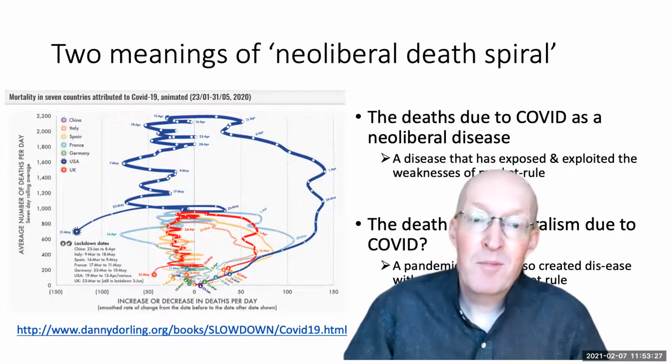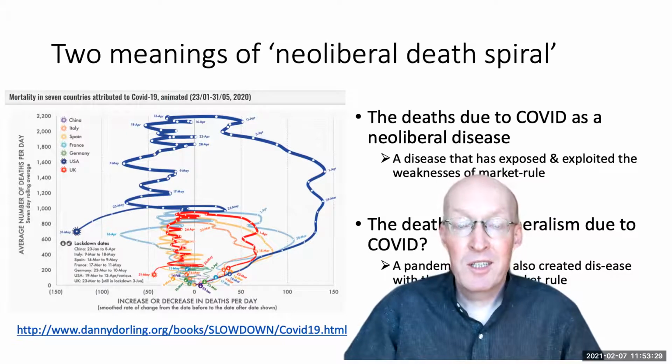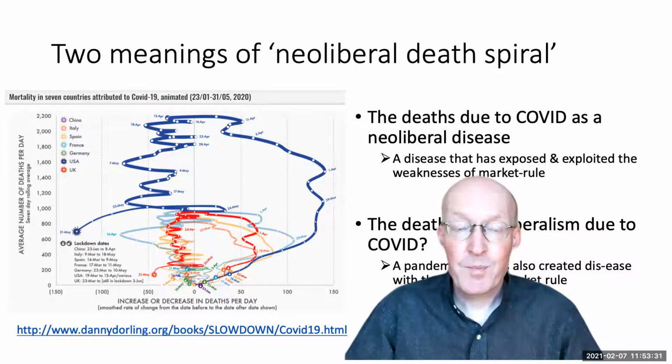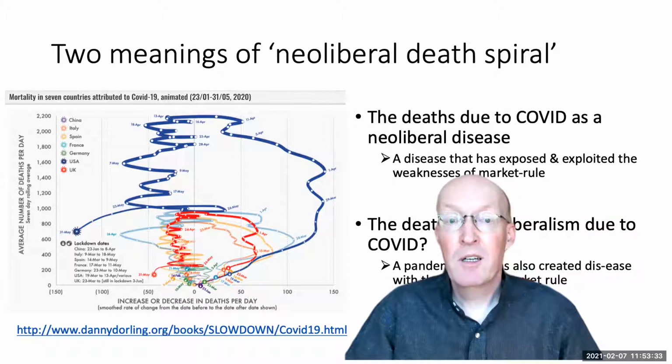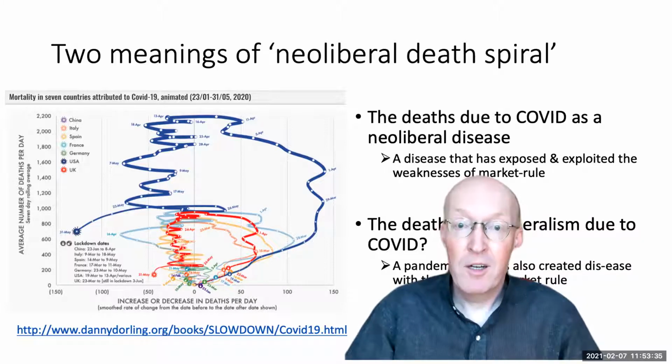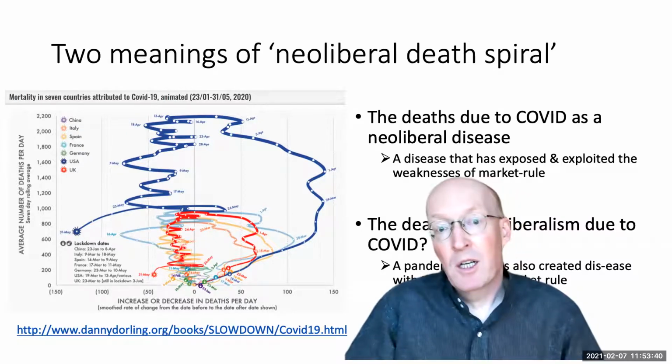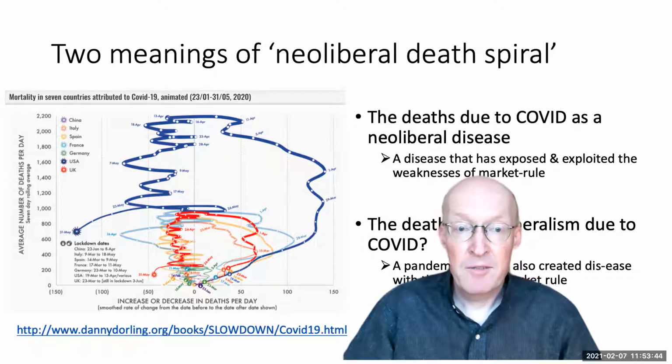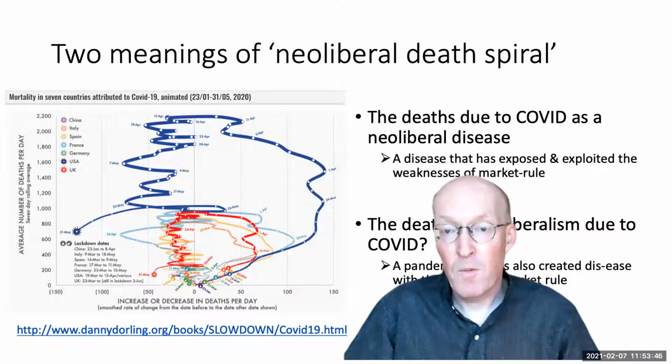Since that time, Dorling's stopped producing these graphs on his website, a sign, it seems, that many of these countries have lost control of the pandemic and have not been able to reduce the deaths per day, and instead we are seeing these spiraling out of control.